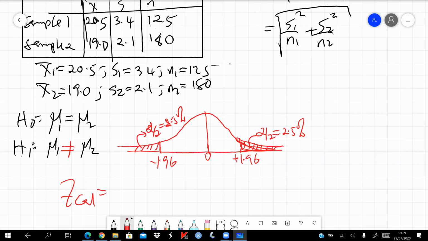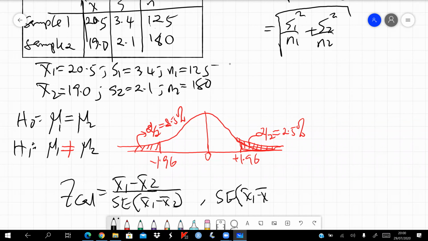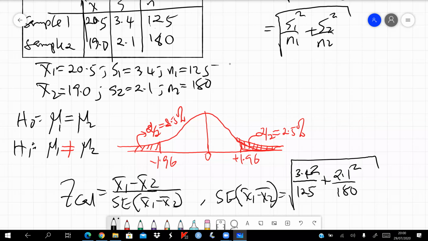Once we are there, we move to the next step. Z-calc is x bar 1 minus x bar 2, divided by the standard error of the difference of means. We have said that the standard error of the difference of means, using s because we don't have sigma, is the square root of 3.4 squared over 125 plus 2.1 squared over 180. Someone simplify that for us.